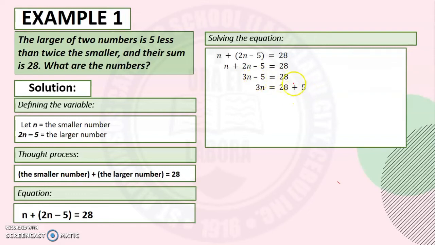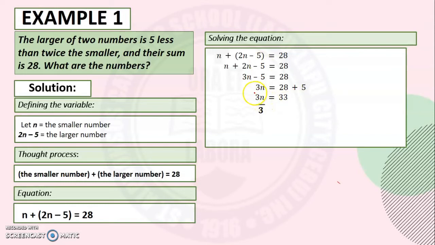Let's simplify the right side of the equation. So copy 3n is equal to 28 plus 5 is 33. Now let's solve for n. To solve for n, we will apply the multiplication property of equality. So that means we'll divide both sides by 3 so that n will remain on the left side. So divide both sides by 3.